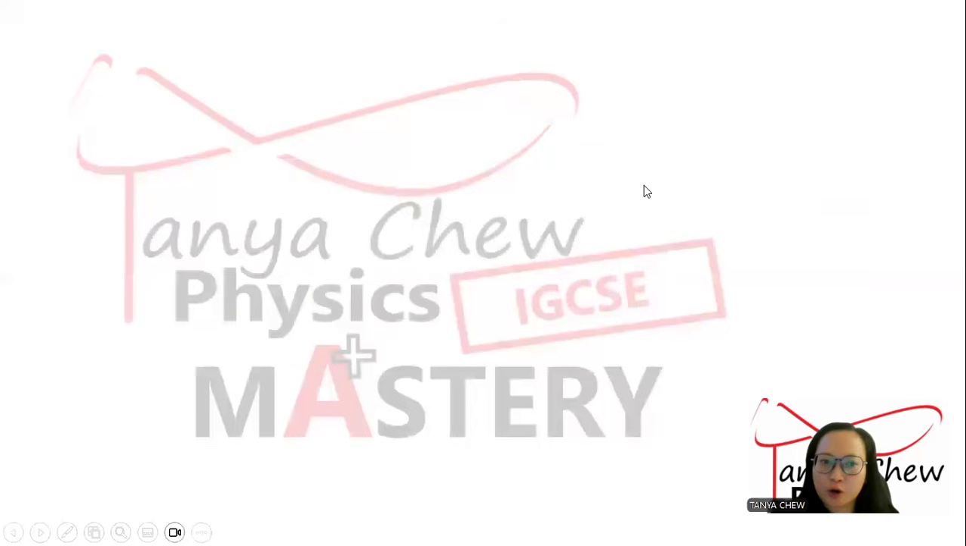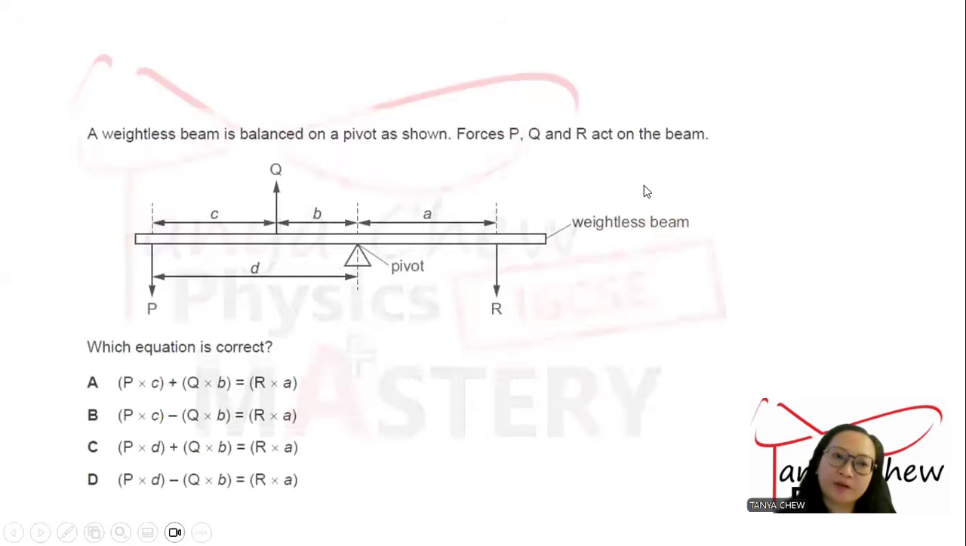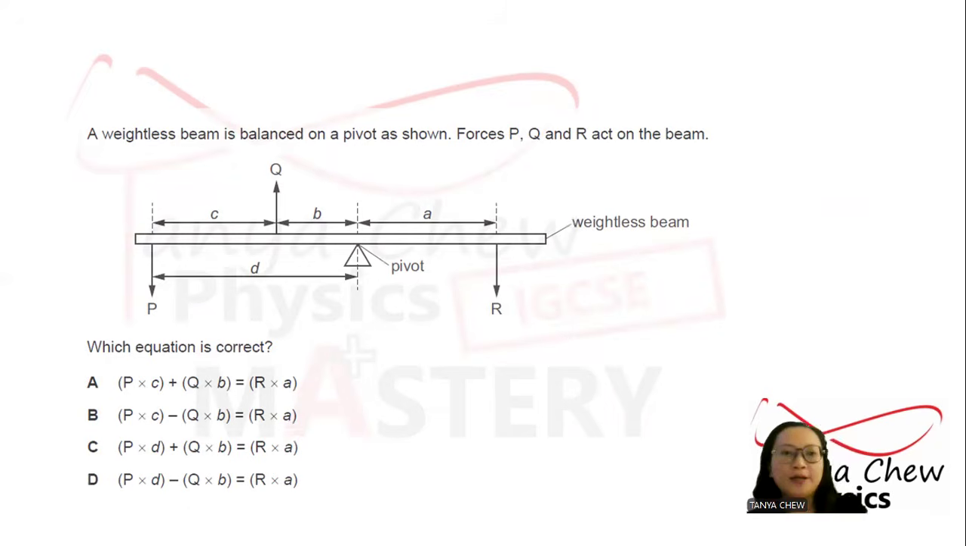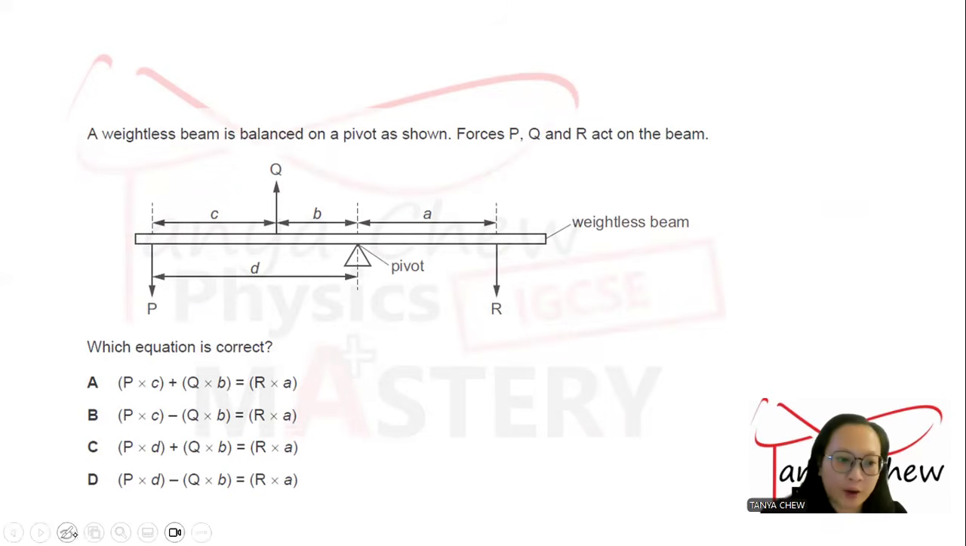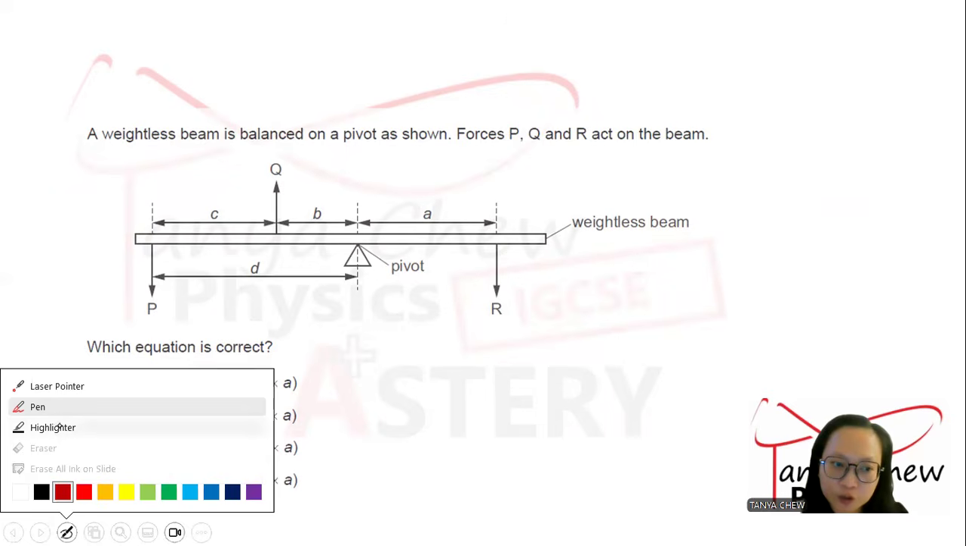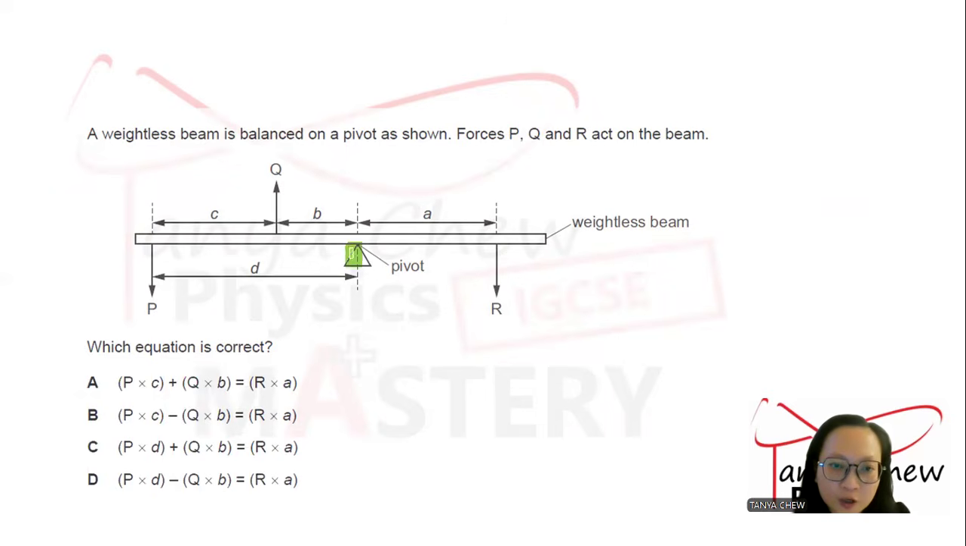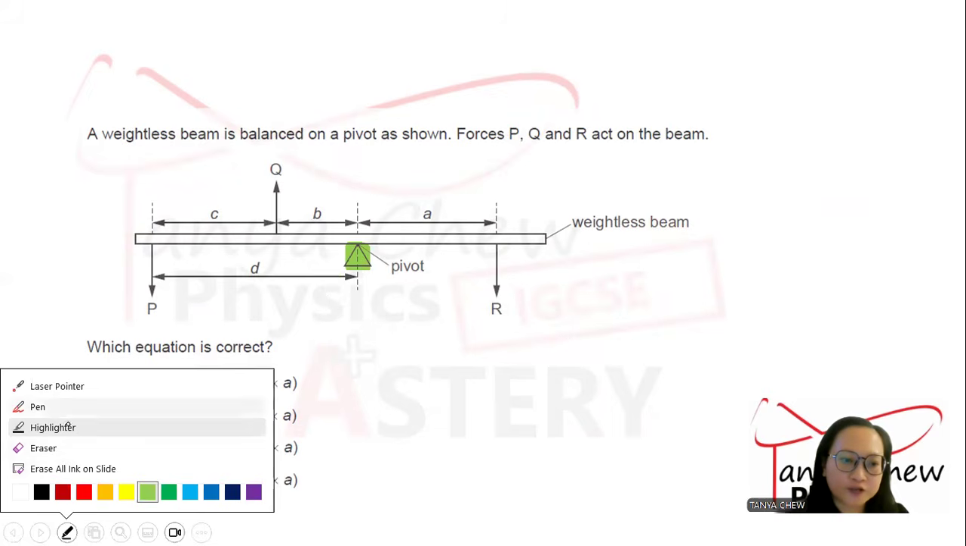Let us try more questions. What about this? A weightless beam is balanced. When I say balanced, it also means that clockwise moment is equal to anti-clockwise moment. On a pivot, as shown, forces P, Q, R act on the beam. Which equation is correct? First of all, what are you supposed to do? You are supposed to determine your pivot. Second step, determine the forces.